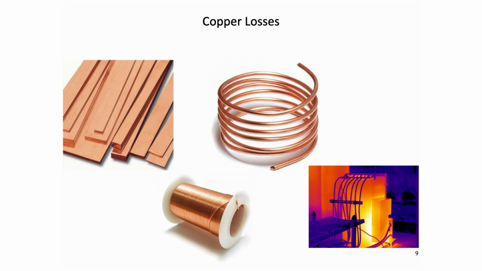But there is also another type of energy loss associated with transformers called copper losses. Transformer copper losses are mainly due to the electrical resistance of the primary and secondary windings. Most transformer coils are made from copper wire, which has resistance. This resistance opposes the magnetizing currents flowing through them.